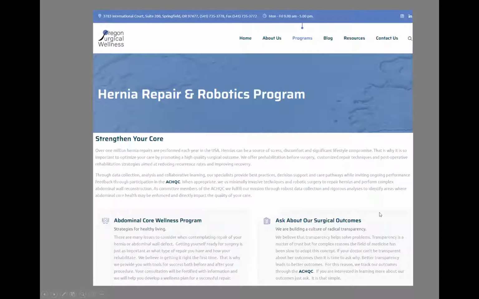And so when I see a hernia patient, after we talk about the surgery, after we do the normal H&P and physical exam, then I inform them, go to my website, OregonSurgicalWellness.com. We actually have a hernia repair and robotic program. I do robotic hernia surgery as well. And I say, visit the website, read about this, and there is a link on our website to ACHQC. So this takes them to the ACHQC website where they can find all kinds of useful information. Especially, I will point them to the patient information part.